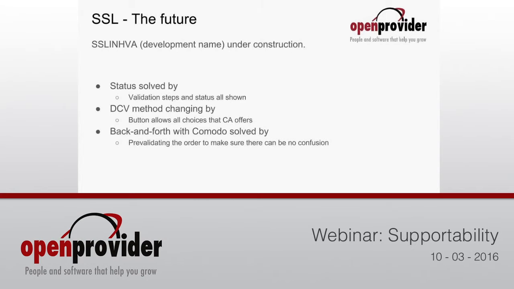The second part, DCP method changing, is quite simple. We show you a button, and with this button you can click and select any email address you want, that is allowed by the CA, of course, and resend the DCP emails. And the many back and forths with Komodo will be solved by pre-validating the order.